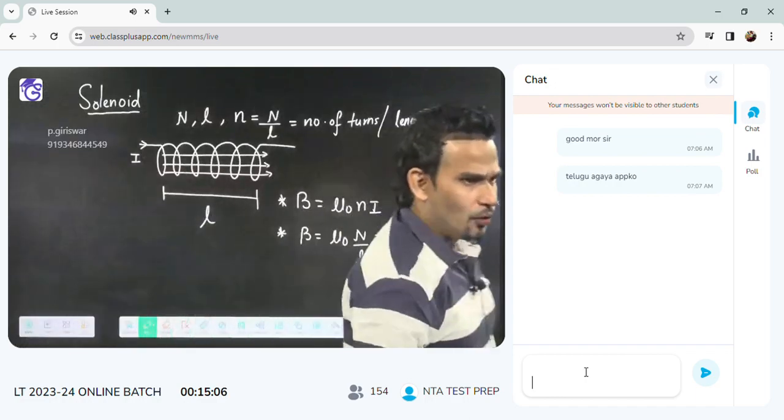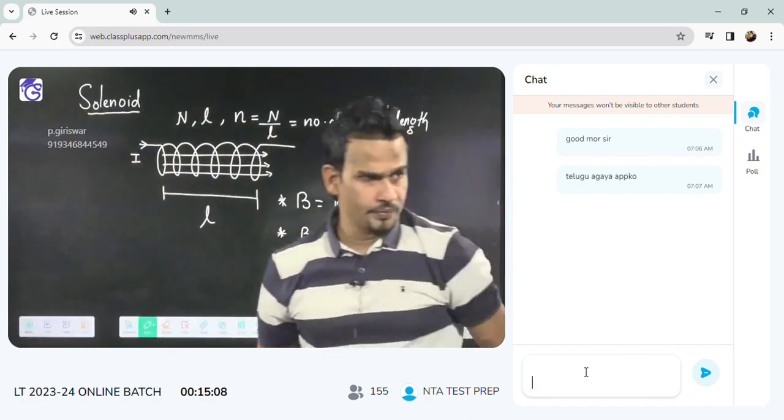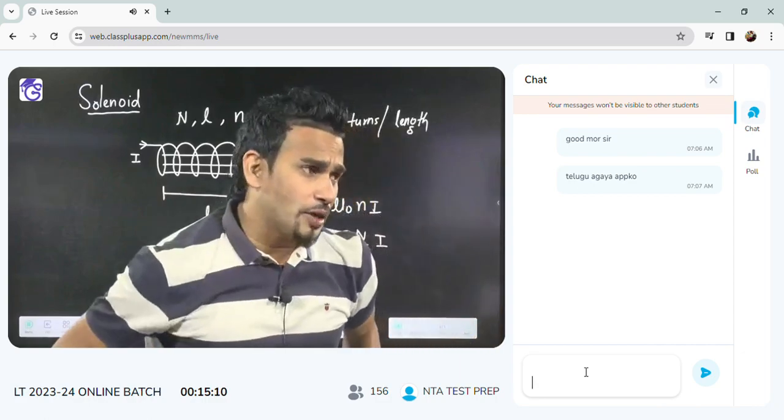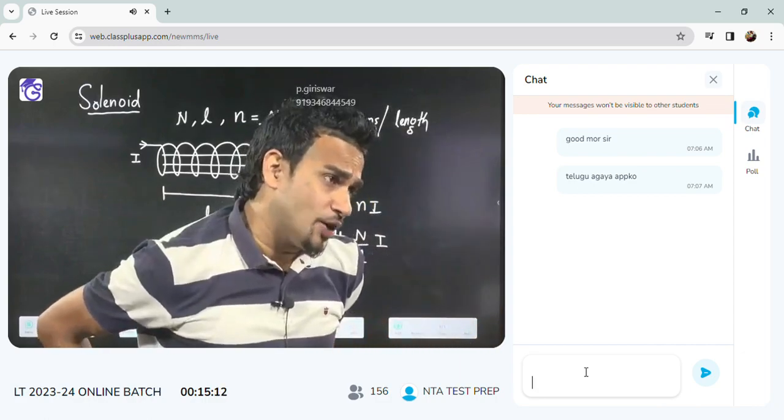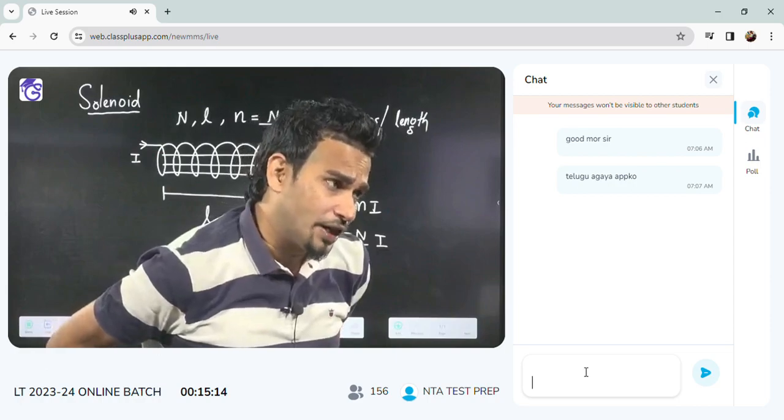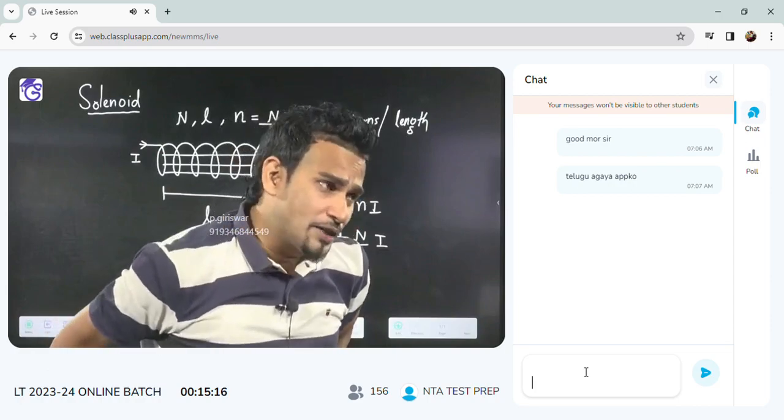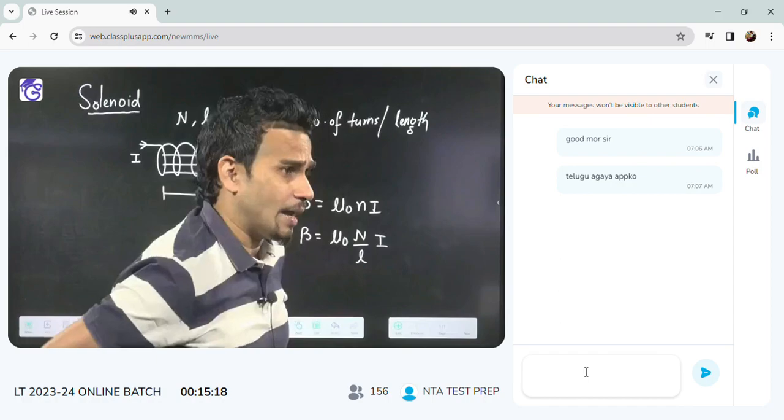Mu naught value you can put yourself. And all calculation must be done in SI unit. Centimeter must be converted to meter, otherwise the option will not match in the NEET exam.